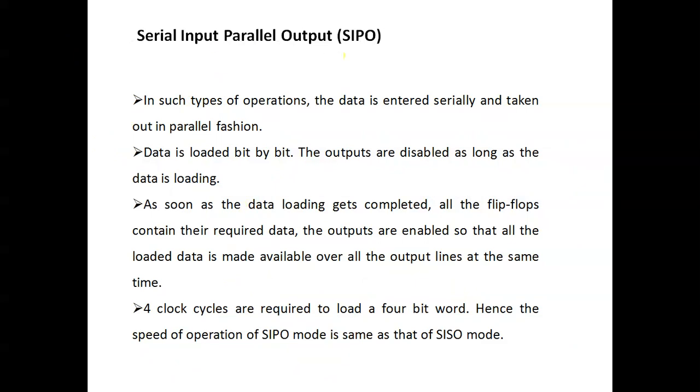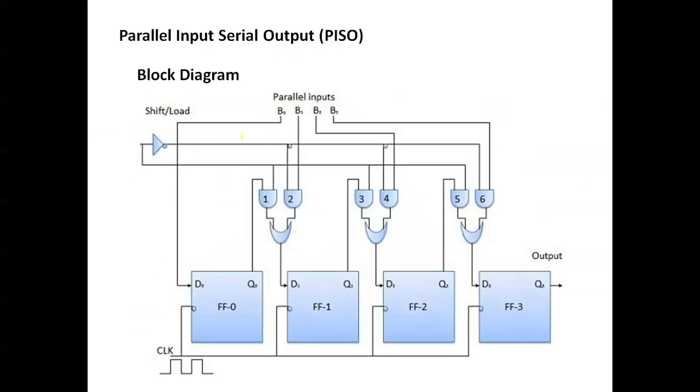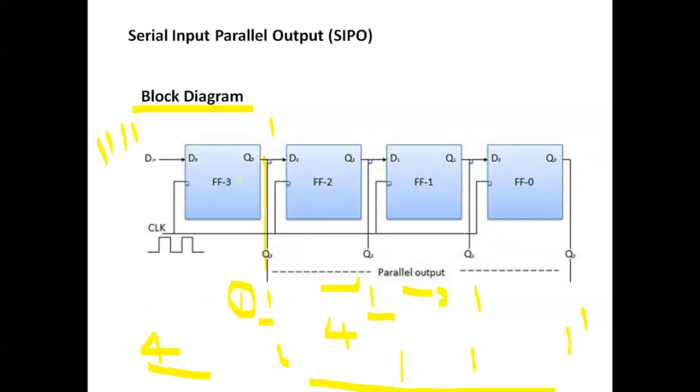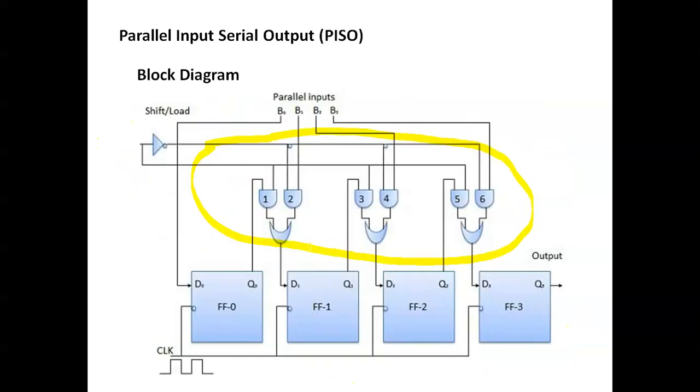Then serial input, parallel output. Based on these structures, we can achieve serial input, parallel output. That is what we discussed just now. This is serial input, parallel output. Now we are going to see parallel input, serial output.